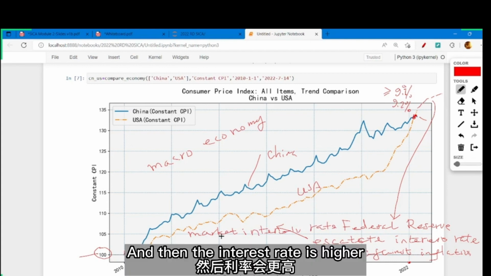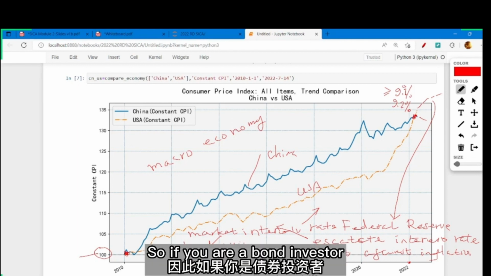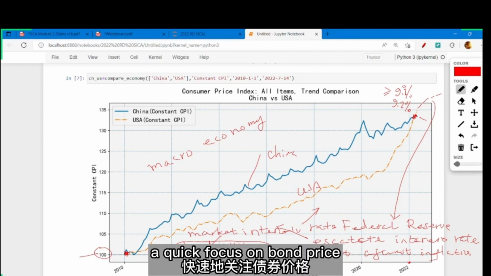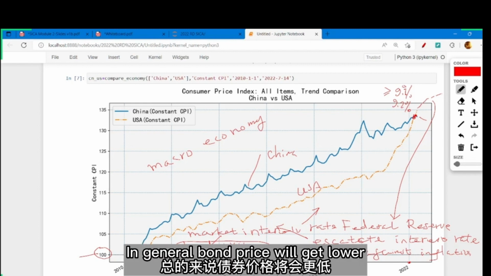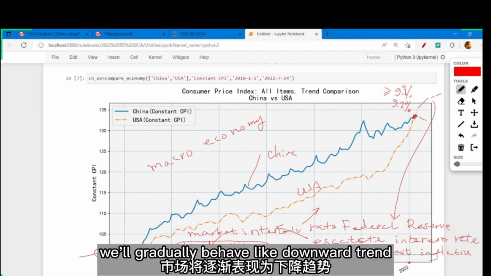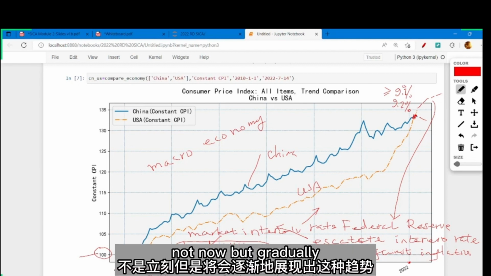And then the interest rate is higher, the bond price will be lower. So if you are a bond investor, simply by these curves, you can have a quick forecast on bond price. In general, bond price will get lower, will gradually behave like a downward trend. Not now, but gradually.